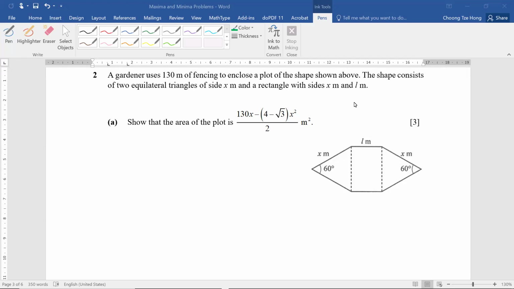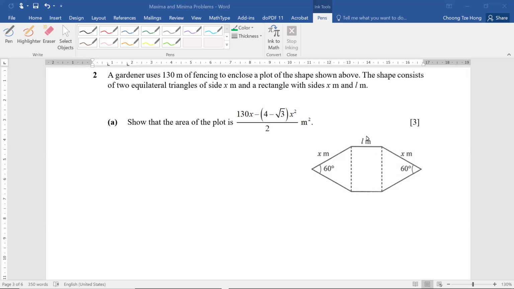A gardener uses 130 meters of fencing to enclose a plot of the shape shown above. Okay, but I put the shape below. The shape consists of two equilateral triangles of side x meters and a rectangle with sides x meters and L meters. Show that the area of the plot is (130x minus (4 minus root 3) times x squared) over 2.